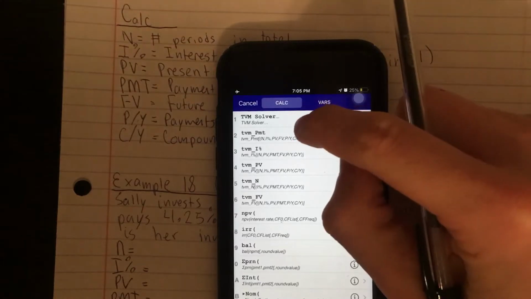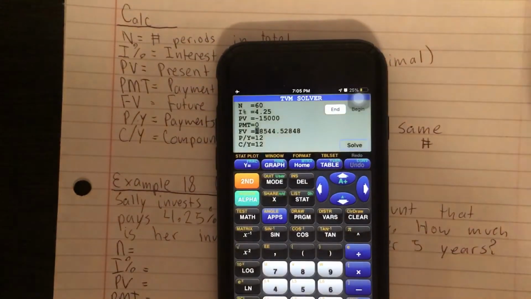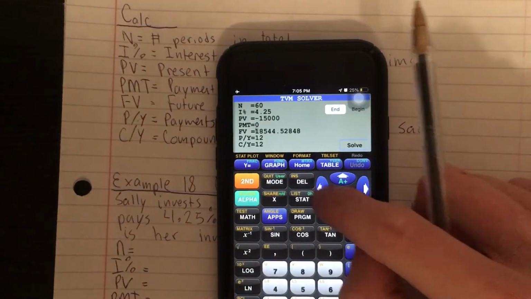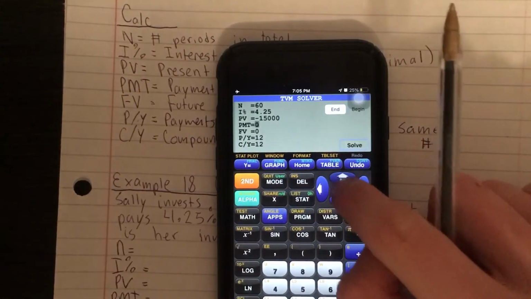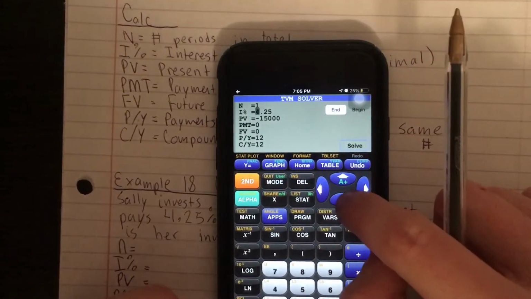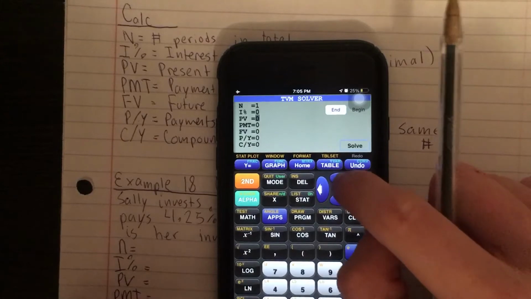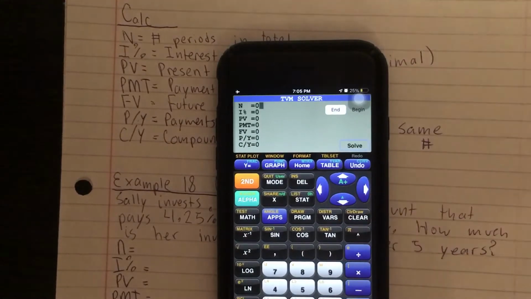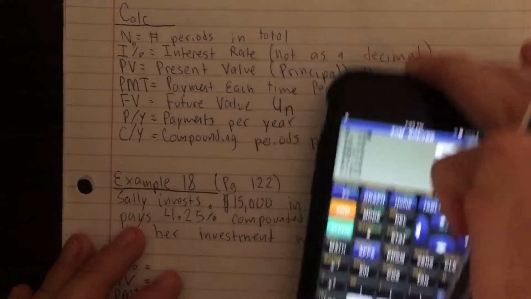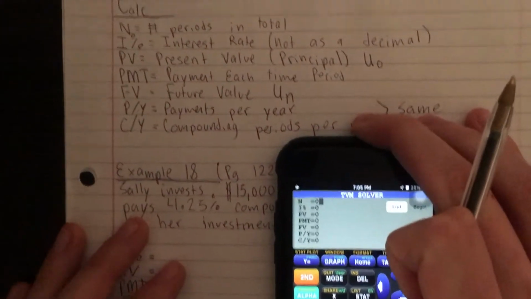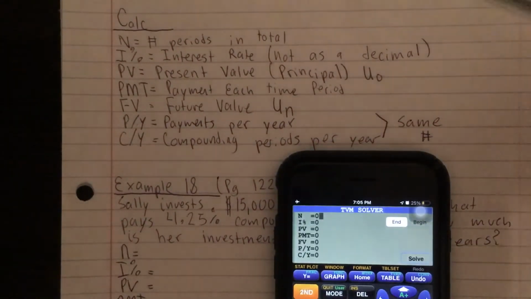And the TVM solver right there is the first one. So let's, I guess I'll put zeros in. I'll zero this out just for our example's sake. So let's talk a little bit about what each of these things mean, and then we can start using this to help us solve some problems.